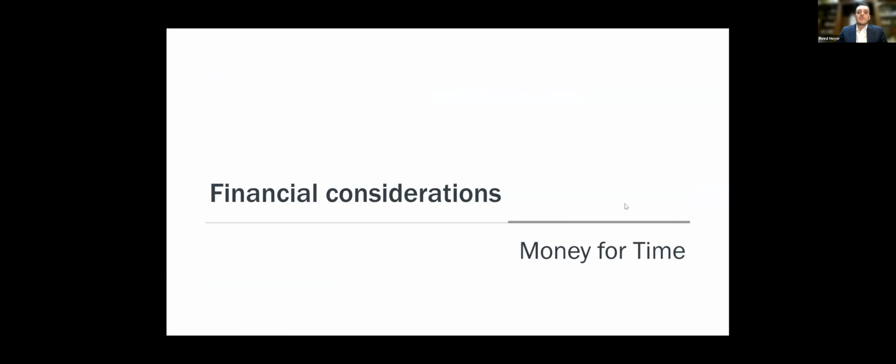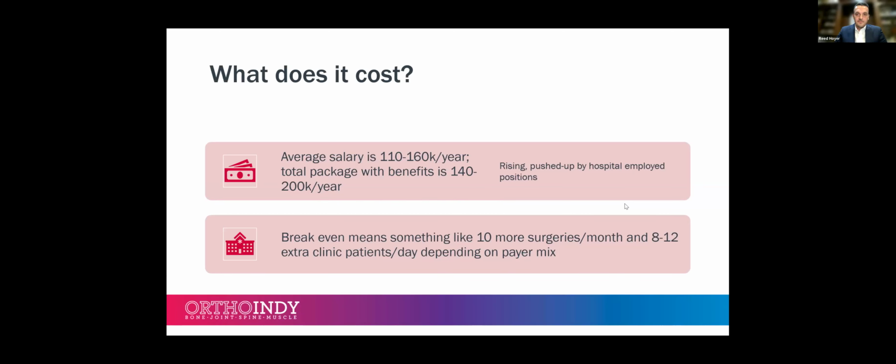Of course, there's more to this than simply practice considerations. And in the end, unfortunately, sometimes money matters. What we're really talking about here, though, is spending money for time. So what does it cost? Well, hiring an APP is not cheap. The average salary can range from $110,000 up to $160,000 per year, depending on the practice characteristics as well as the APP's experience. And the total package, including benefits, can be as high as $200,000 per year.